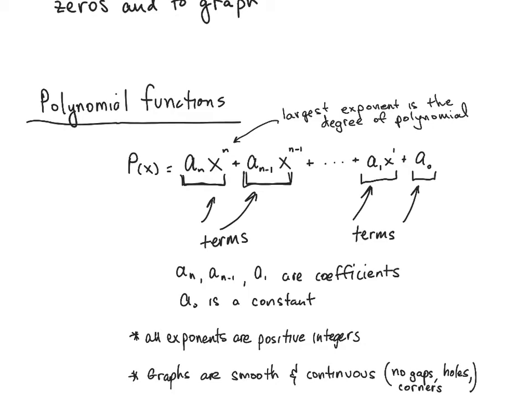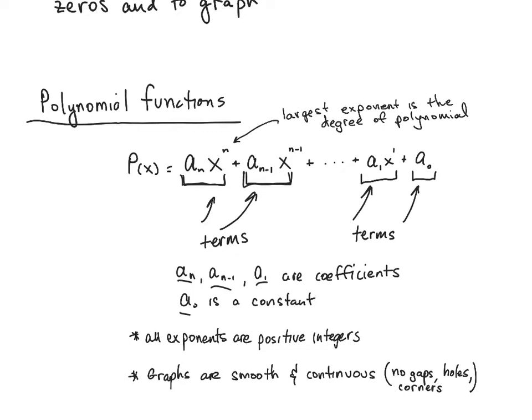So the a sub n and the a sub n minus 1 and the a sub 1, these are just coefficients, and coefficients are numbers. They could be positive numbers, they could be negative numbers. Typically they're whole numbers, but they don't have to be. They could be fractions. So the coefficients are just the numbers that are in front of a variable, multiplying the variable. A sub 0 is the constant at the end. It has no variable, which is why it's called a constant.